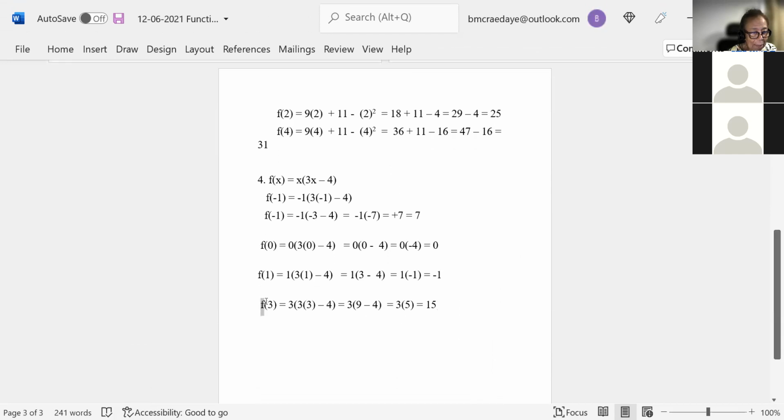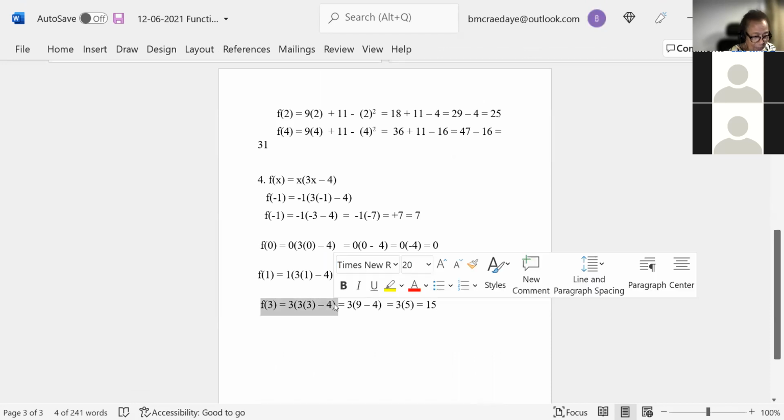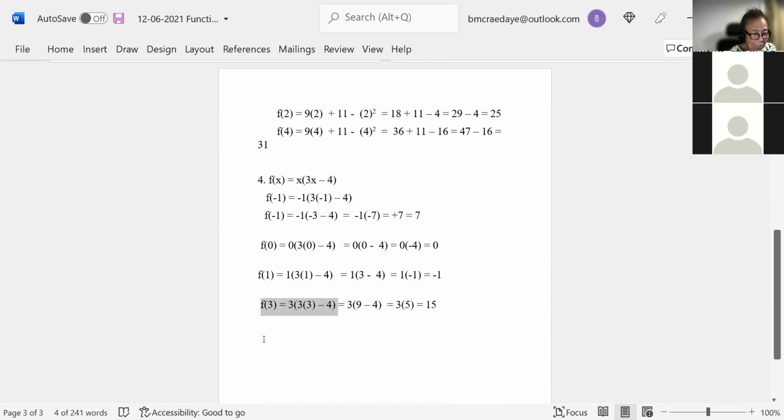Okay, so I'll copy this. And where there's a 3, I'll put a 5. Okay, so let's just copy this here. And instead of a 3, the input is a 5. So I put a 5. And that was an x input. So that's a 5 outside the parenthesis, and there's a 5 inside the parenthesis. So 3 times the input. So there's a 5.